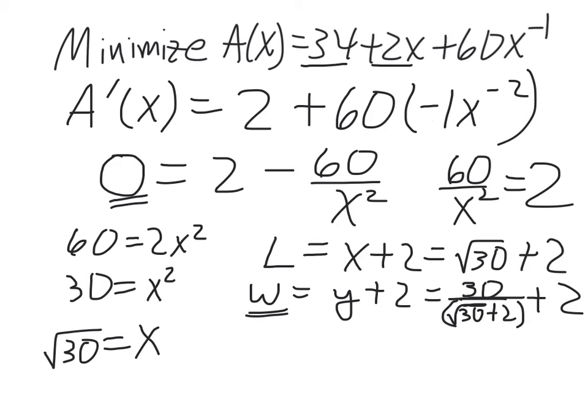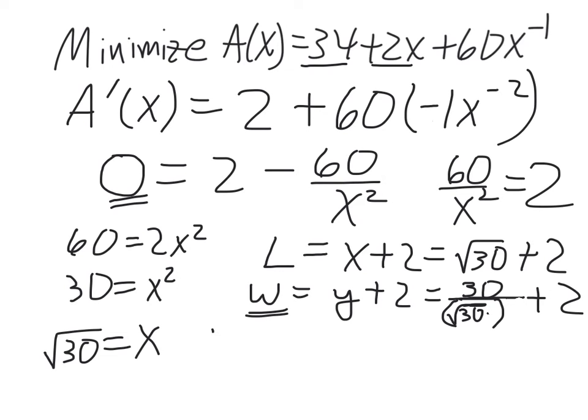This should not be the plus 2. Right? Okay. 30 over x, not 30 over L. That's another thing you've got to be real careful with. Okay, so 30 divided by square root of 30, plus 2. Those little mistakes kill you. Thanks for catching mine. I still make them.